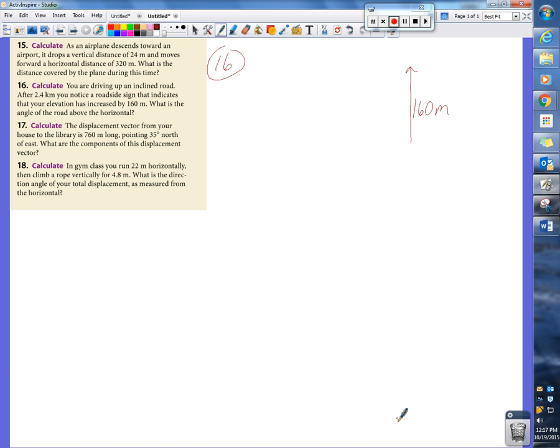Now the 2.4 kilometers, what does that refer to? Is that referring to the hypotenuse, which would be drawn here, or is that referring to a horizontal component? You might think that, but again, it's a little vague in this question. After 2.4 kilometers, it's like you're driving up a road and you notice your odometer has increased by 2.4 kilometers. Is that telling you the actual length up the road, like your hypotenuse, or the horizontal? It'd be the hypotenuse. So you have the hypotenuse and the opposite side.